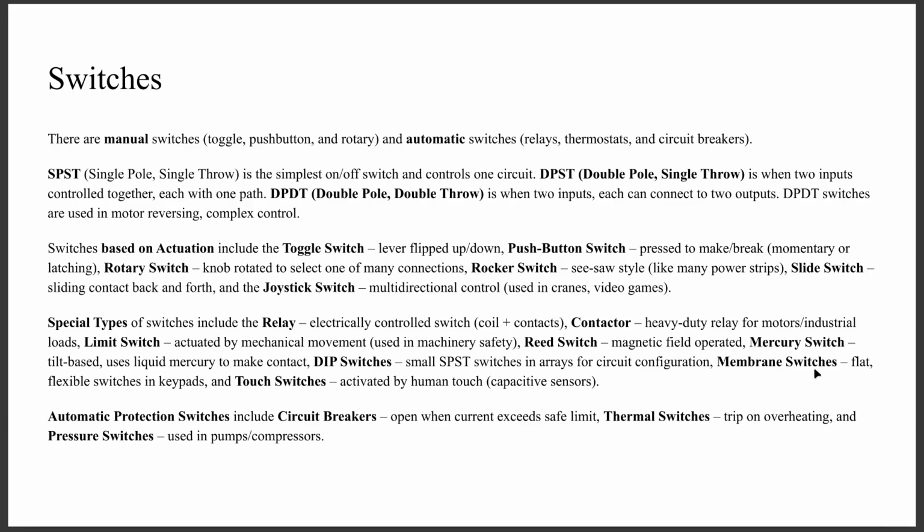Switches based on actuation include the toggle switch, push button switch, rotary switch, rocker switch, slide switch, and joystick switch. Special types of switches include the relay, contactor, limit switch, reed switch, mercury switch, DIP switches, membrane switches, and touch switches. Automatic protection switches include circuit breakers, thermal switches, and pressure switches.